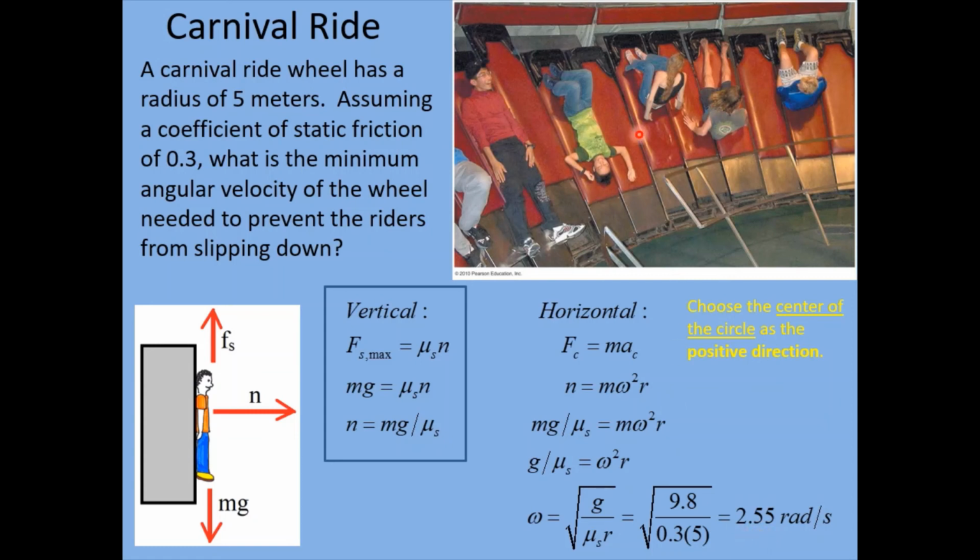So as long as this thing is turning at more than 2.55 radians per second, the riders will remain stuck on the wall. Pretty nifty. And notice our mass canceled. Where was it? Right here. We had m over here and m here. They both cancel out. So this speed works for any size person, a small child or a big, large man. It would be the same speed for anybody.